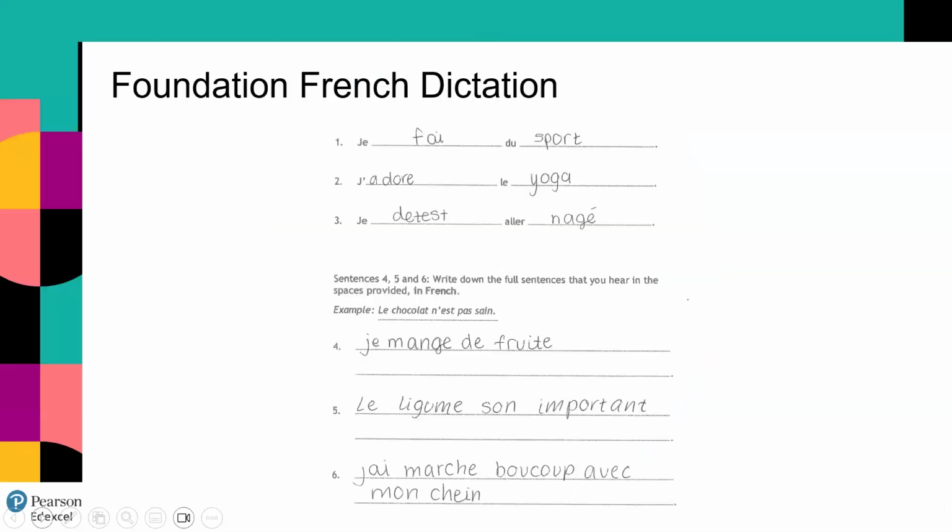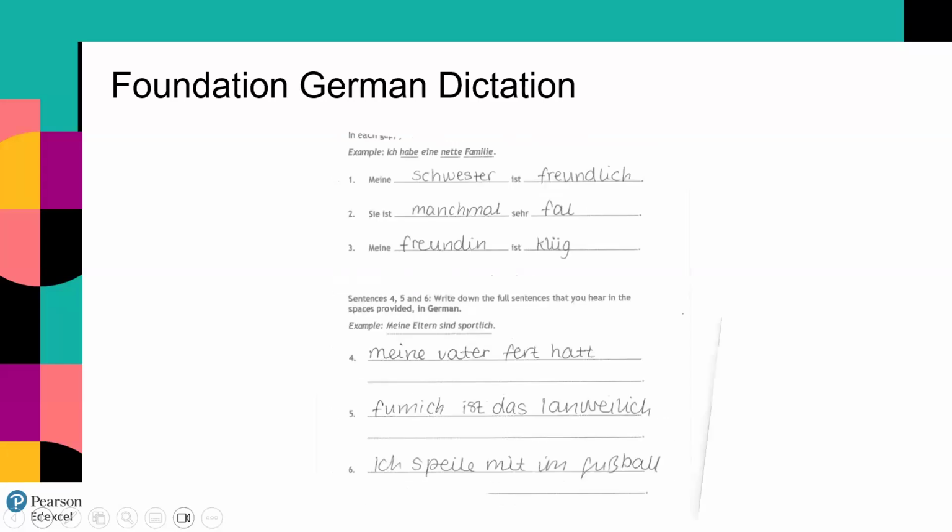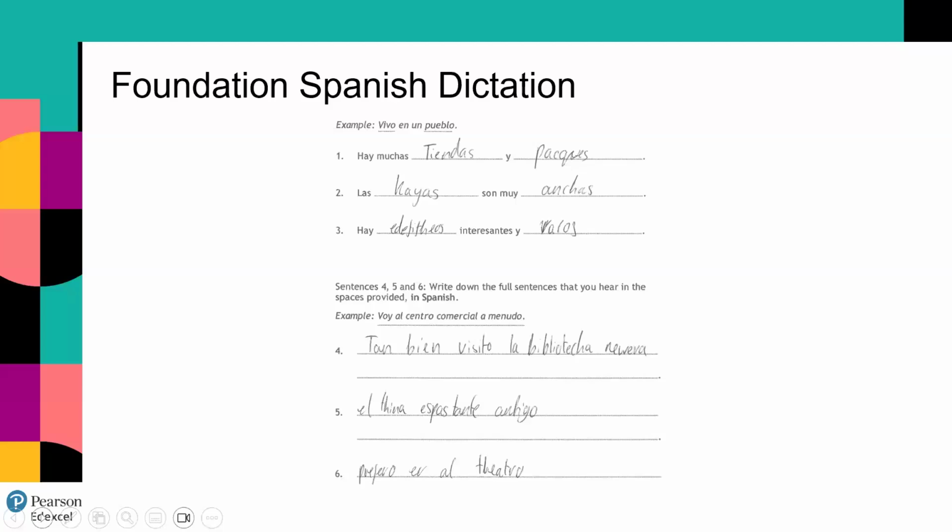Okay, so I'm just going to give them to you. They're here. Okay, so we've got the French one. And then you've got the German. And then you've got the Spanish.